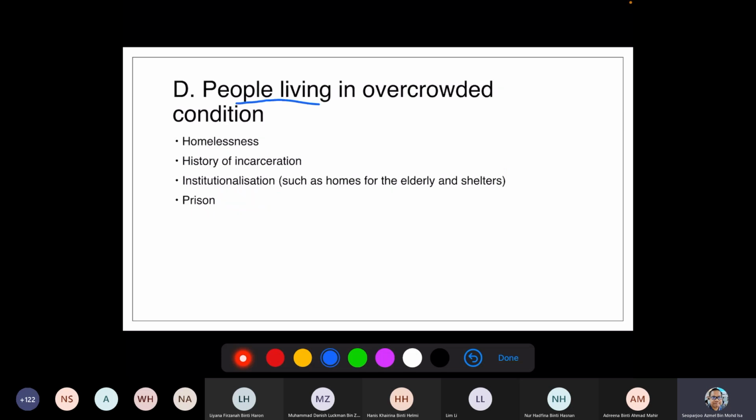Next, people living in an overcrowded condition, for example, homelessness, history of incarceration, institutionalization, and also prisons. So remember, it's not only in crowded places for people in these categories that I mentioned here. Sometimes you can also see cases of pulmonary tuberculosis occur in hostels, in educational centers, for example, in schools, boarding schools, or sometimes in universities where the students live together. Sometimes you can see there's a cluster, or groups of students who have contracted pulmonary tuberculosis. This is due to the overcrowding that can occur in the hostels or in places like this.